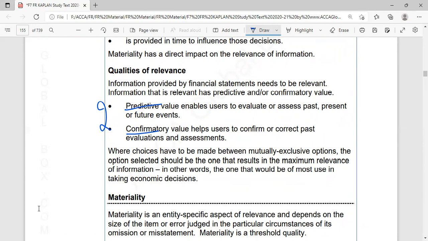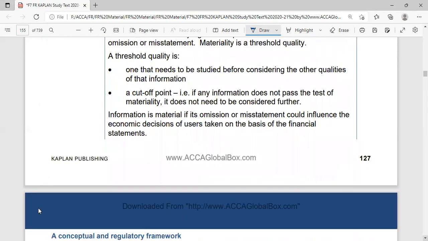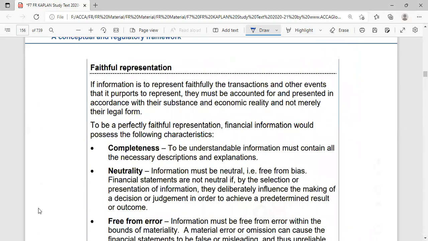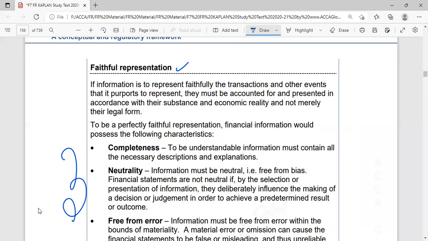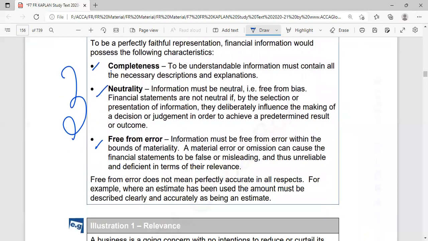Then coming to the second characteristic, nothing but faithful representation. In case of faithful representation, three characteristics have to be followed by that information: completeness, neutrality, and free from error. So these three have to be followed.